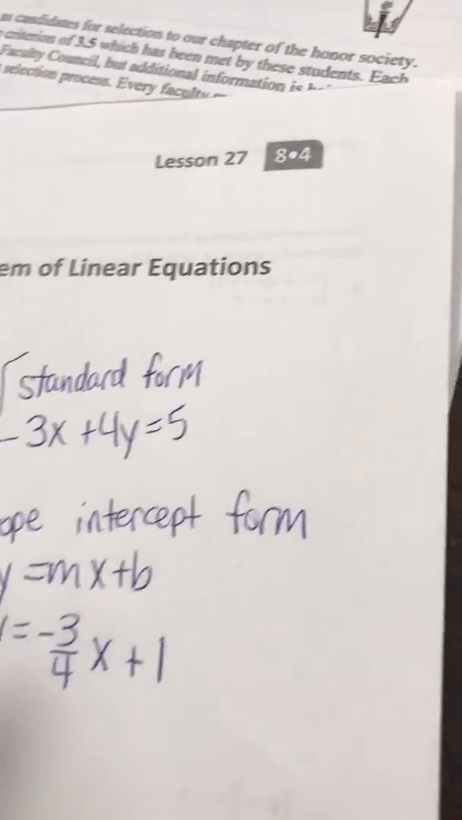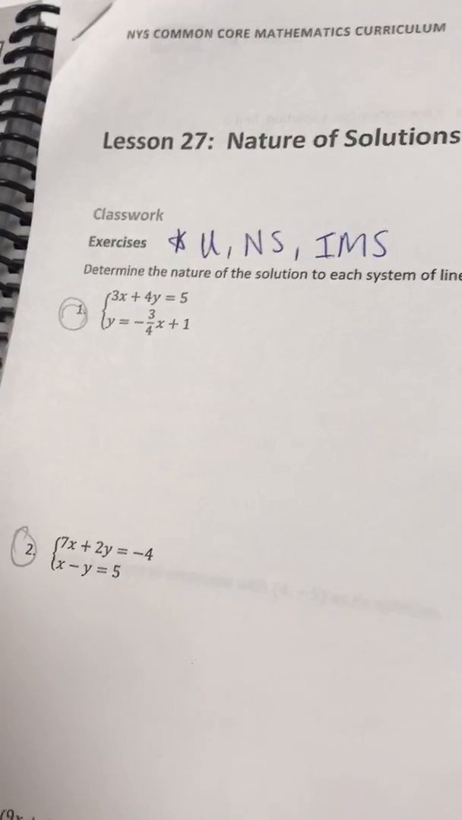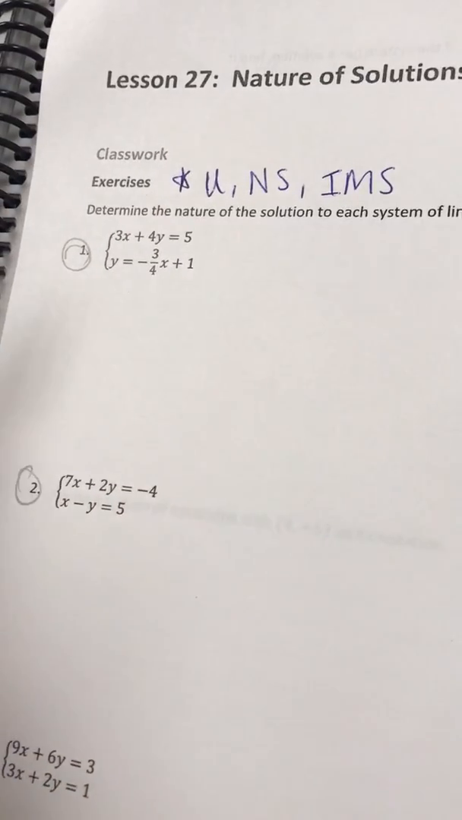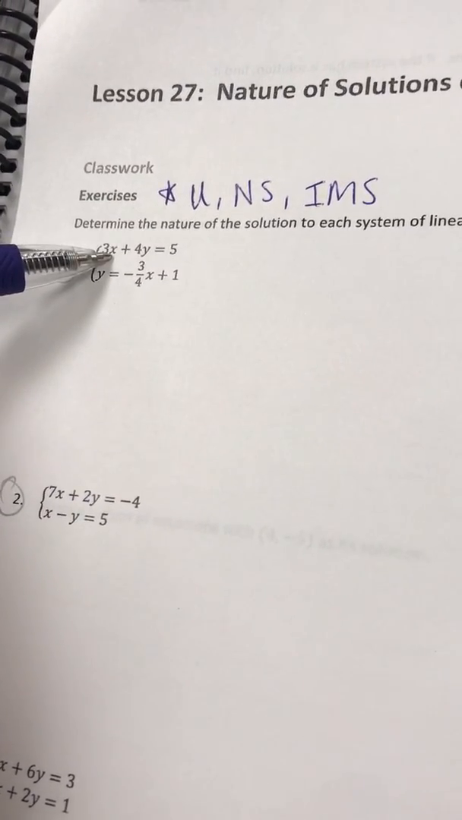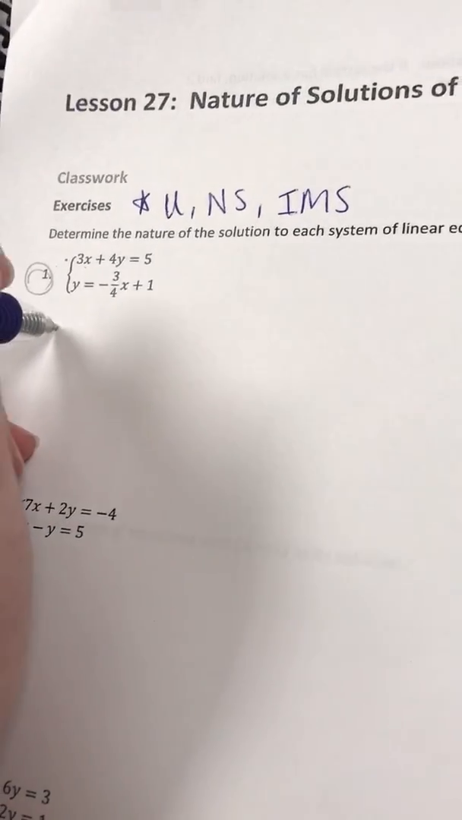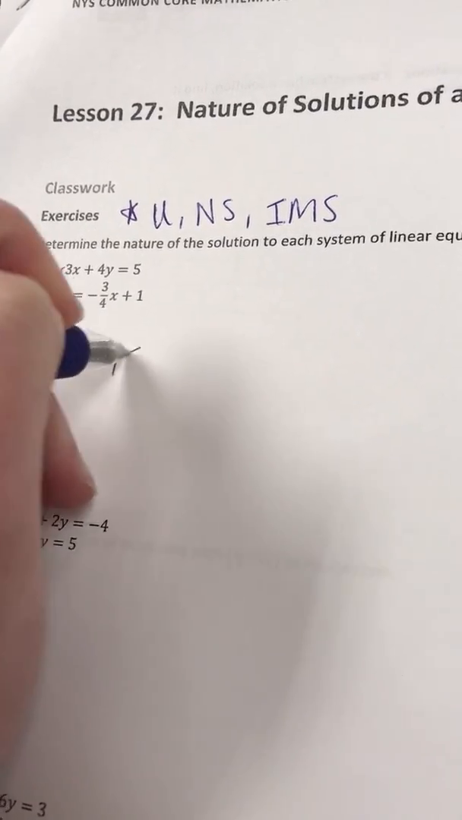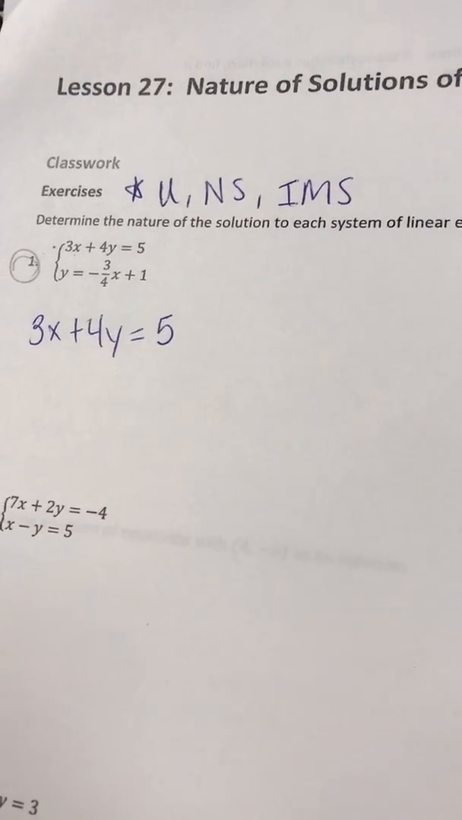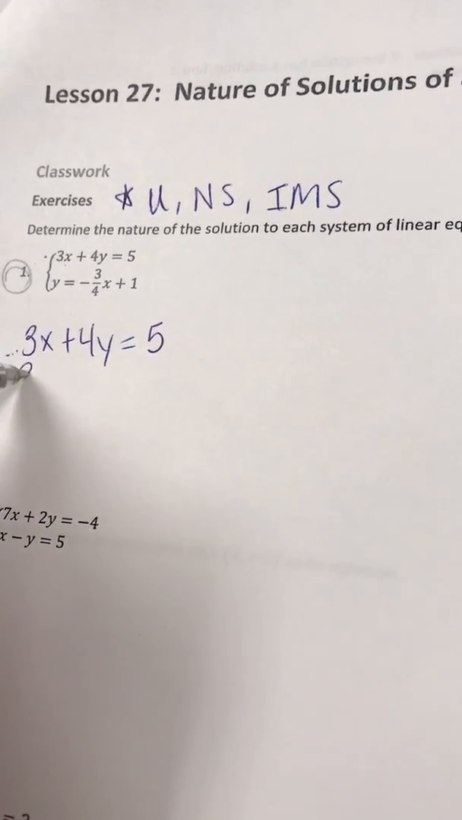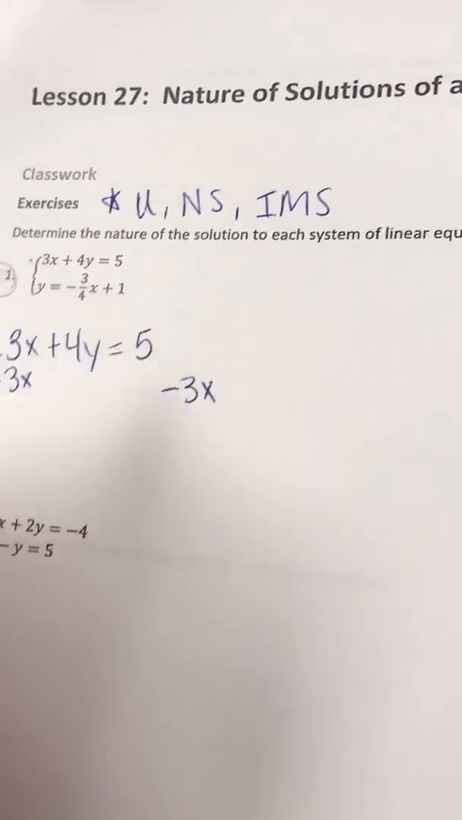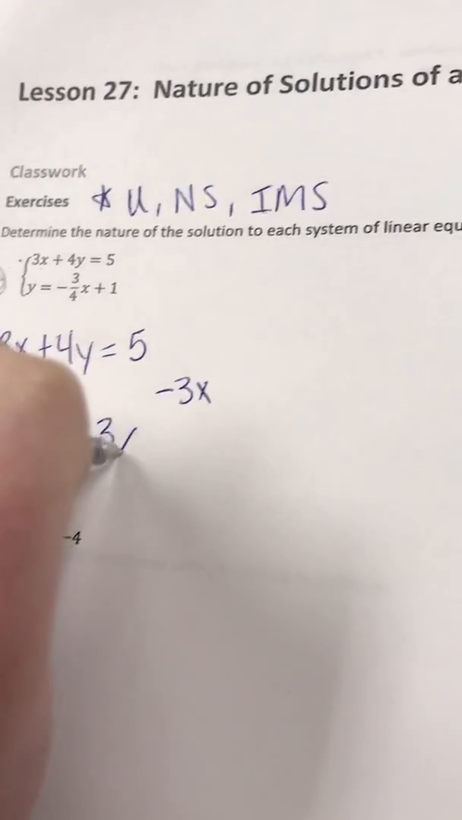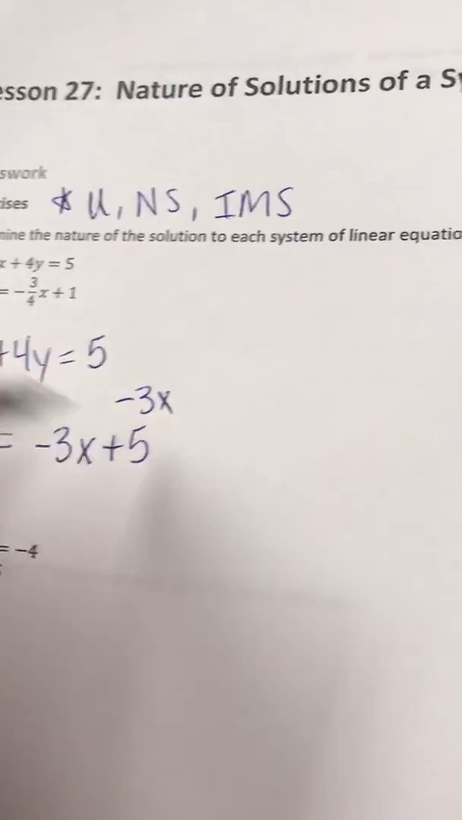Okay, so remember we have to get it in the same form to determine if it is unique, no solution, or infinitely many solutions. So the easiest thing here to do is probably going to be to change our standard form into slope-intercept form. So we're going to take 3x plus 4y equals 5. To get it in slope-intercept form, we want y to be on the side by itself. So we need to take this 3x and move it to the other side. So we have 4y equals negative 3x plus 5.